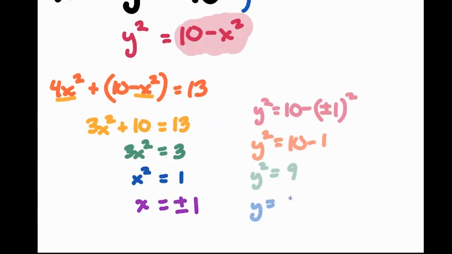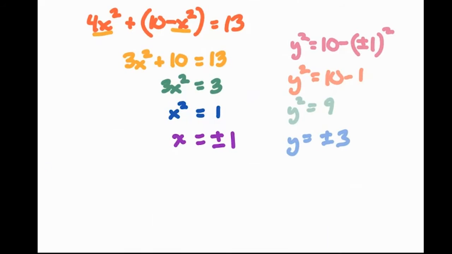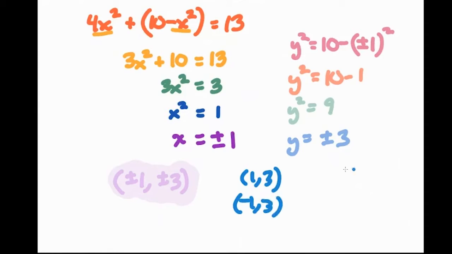Square root both sides, you get y is equal to plus or minus 3. So your final answer for this should be, and you can write it like this, plus or minus 1 and plus or minus 3. Okay, another thing you could have done, I don't advise doing this, is you could have written 1 comma 3, negative 1 comma 3, 1 comma negative 3, and then negative 1 comma negative 3. Which is the same thing as what I did in the purple. If you do plus or minus, it just saves you a bunch of time.